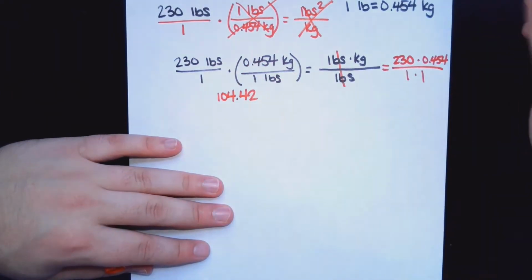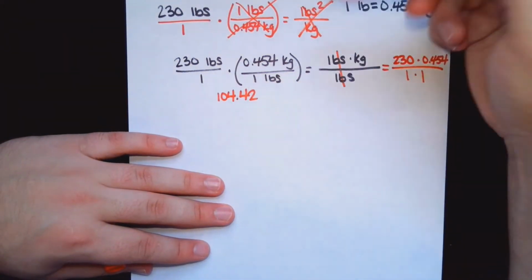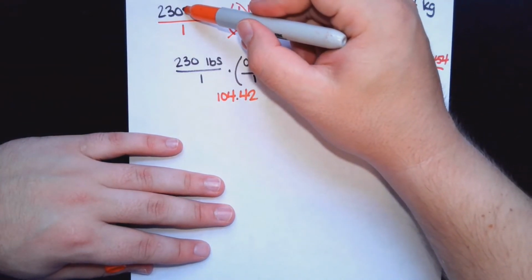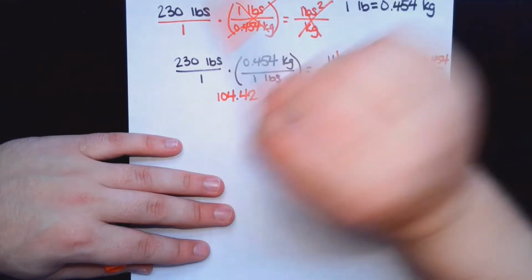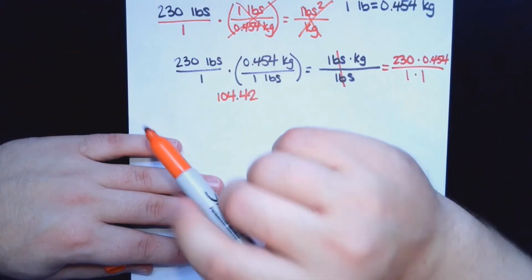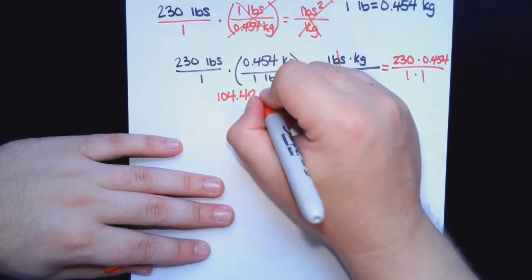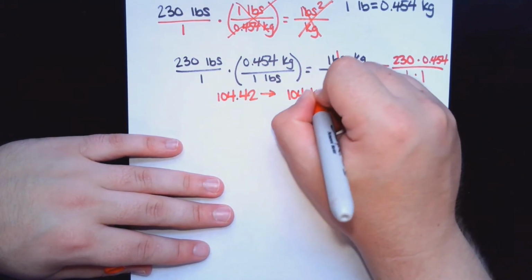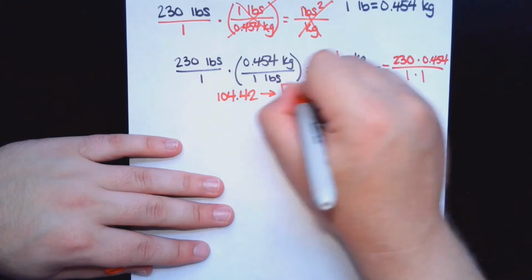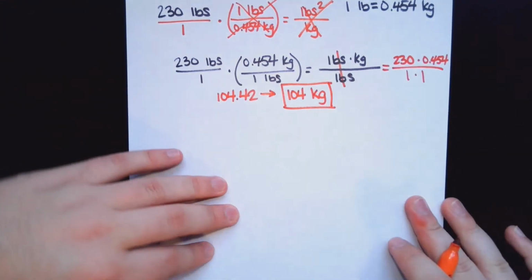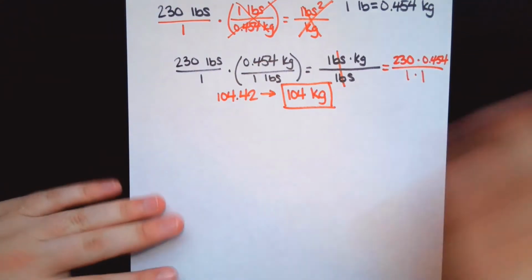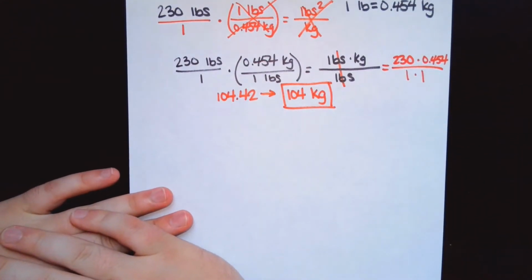104.42. But remember, conversion factors do not get used for sig figs, so the only number that we're going to use for determining sig figs is this 230 that we start with. And since there's no decimal present, we only have 2 sig figs, so we have to round this to 104. And of course, never ever forget your units. 104 kilograms. That is how much greatest quarterback in the NFL, Josh Allen, weighs approximately in kilograms.